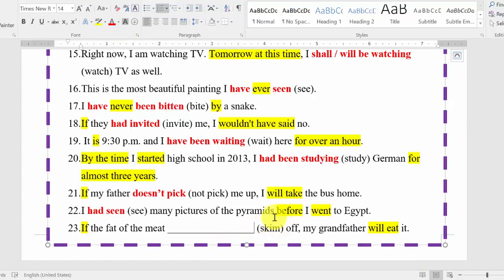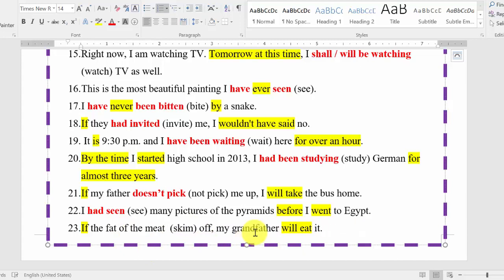What is the meaning of skim? Skim here means remove. Remove the fat away. Okay, so if the fat of the meat, what of? Can the fat of the meat, the fat in the meat, skim off itself? No, right? It will be there if no one skims off the fat. So it should be done by a person, a human. So this should be passive voice, passive form.